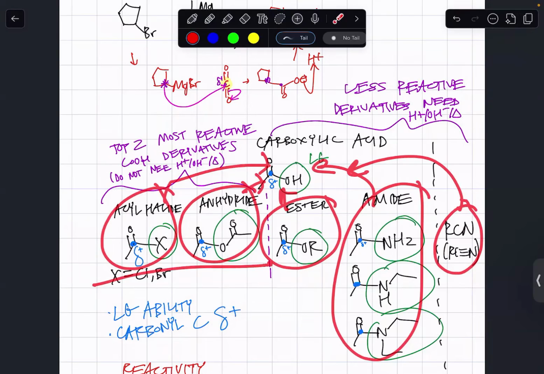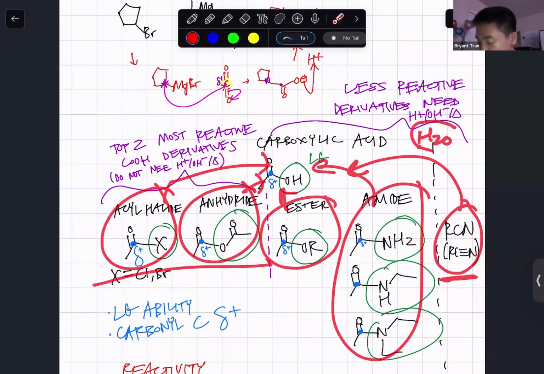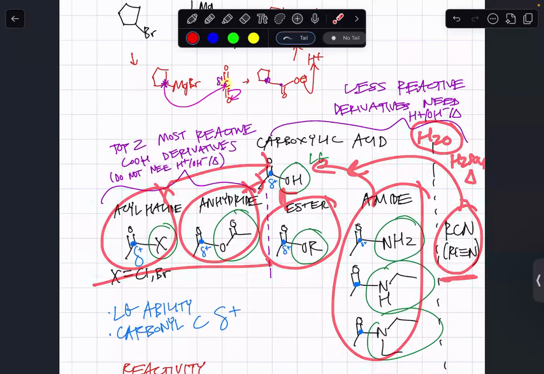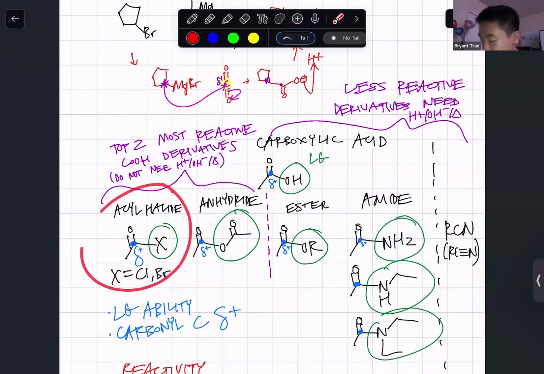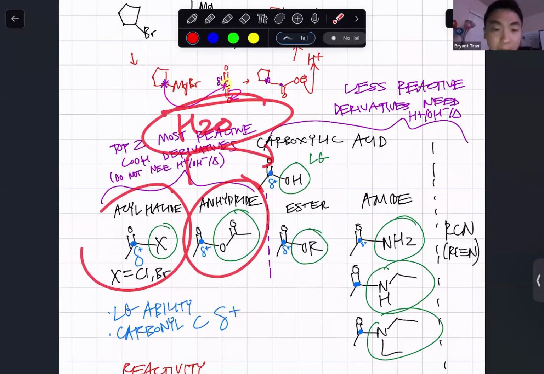Quick question. Isn't the last one like non-reactive in hydrolysis? The last one here can do hydrolysis, but not with water alone. Okay. Right? It would also need acid, H2SO4, and heat with it to do hydrolysis. Because it's the least reactive, it needs an extra push, which is an acid catalyst and heat to do that. Whereas acyl halide and anhydride, they could go to the carboxylic acid with just water, nothing else. They don't need acid or heat because they're the most reactive.